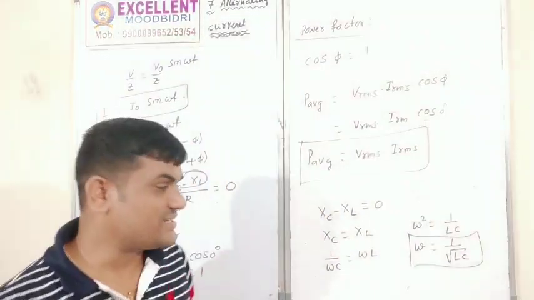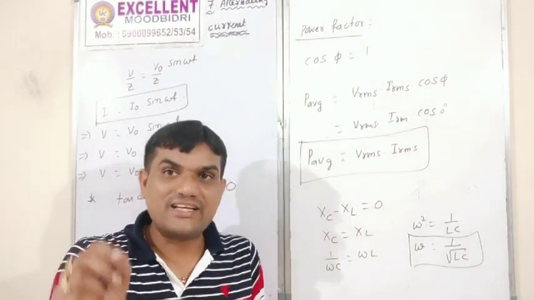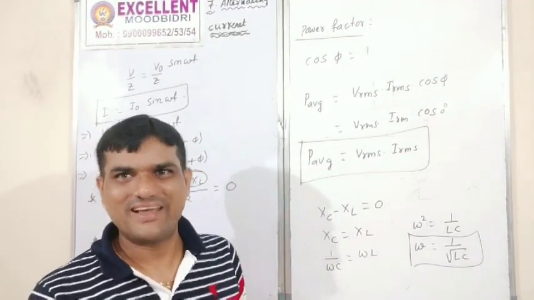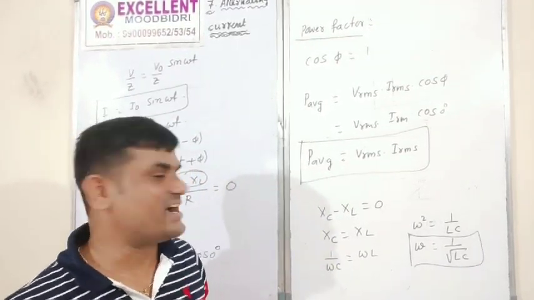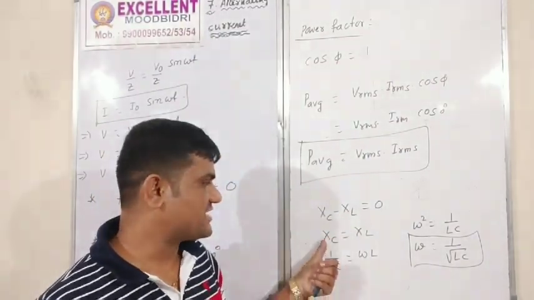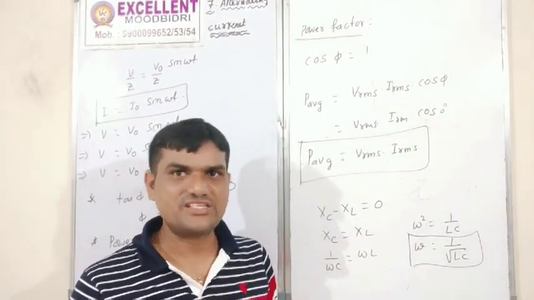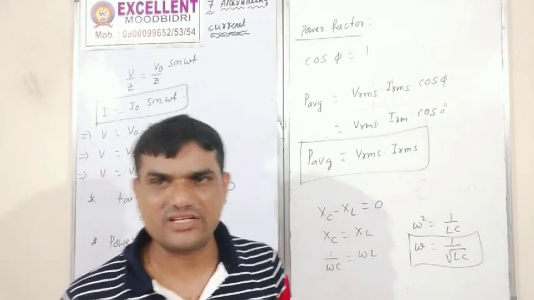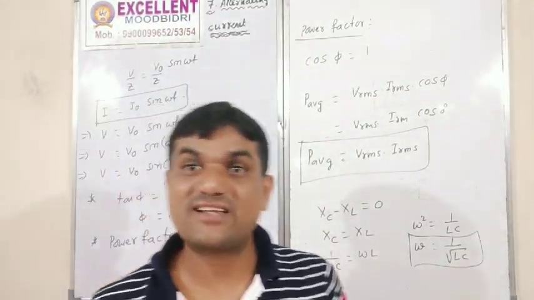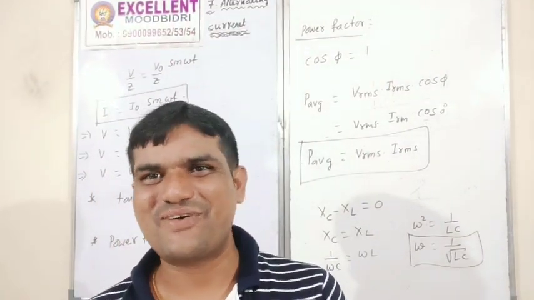Now, if XC minus XL is equal to 0, we can call it the resonating condition. When will we say resonating condition? If XC minus XL is equal to 0. So this is the resonating frequency. This is the next concept, which I will give you. A very important problem will also come based on this. Alright, next class I will give you some problems as well as some concepts. Alright, thank you to one and all.